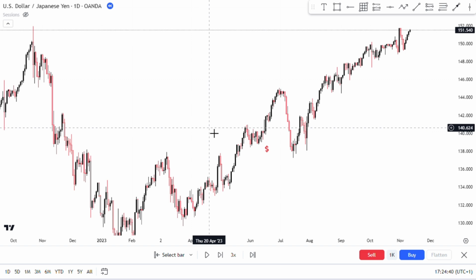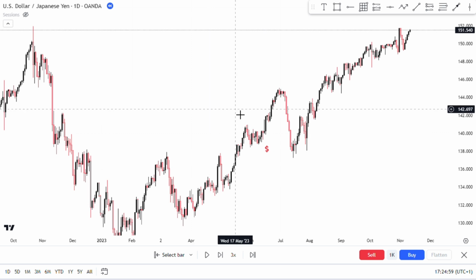Welcome back, traders. In this video we discuss how to identify liquidity zones, and at the end of this video I believe you'll be able to spot liquidity in the market, know how to trade it, and also how to avoid some trades that might lead to unnecessary losses. So sit back, let's get into the video right now.